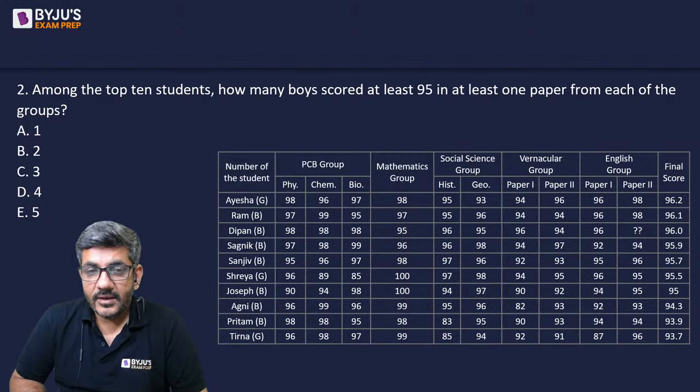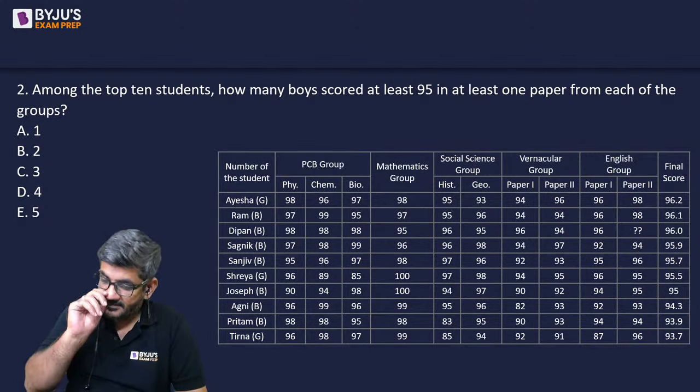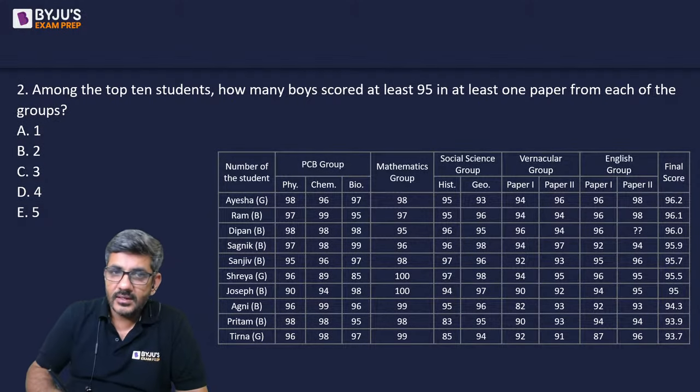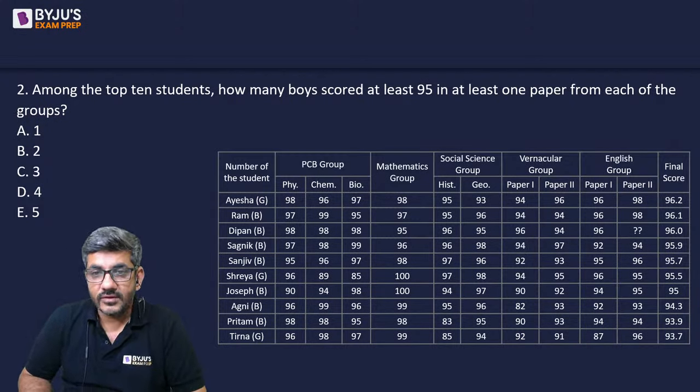Any answer that anyone is having? Among the top 10 students, how many boys scored at least 95 in at least one paper from each of the groups? At least 95 in at least one paper from each of the groups.